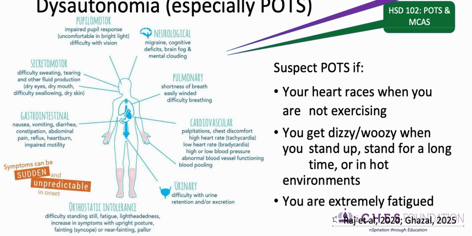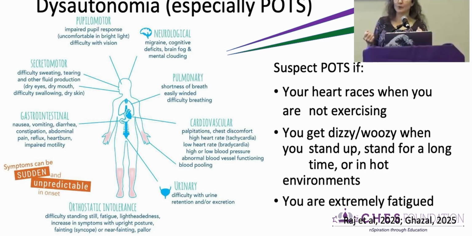So dysautonomia is the more general category for POTS. Dysautonomia means your autonomic nervous system is not working properly. So your autonomic nervous system controls things like your heart rate and your breathing and your digestion and your peeing and your kidney, all those things that happen automatically that you don't have to think about. And pretty much everything between your head and your butt is controlled by your autonomic nervous system. And you can see the different systems and symptoms that might be affected by it.